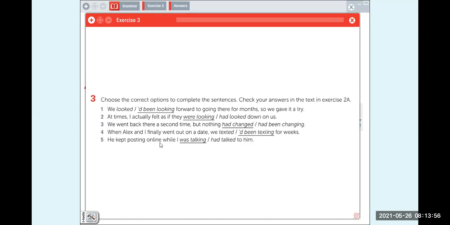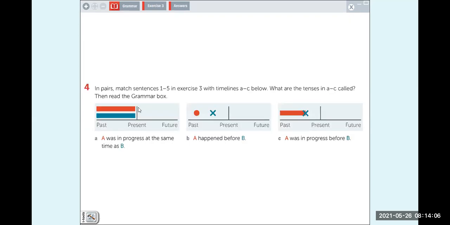Yes. Yes, he kept posting online while I was talking to him. These two actions were happening at the same time, right? Very good. And what is the tense here? What is the tense we use here? Past continuous. Past continuous, right? Two actions that are happening at the same time. Very good. What about this one?